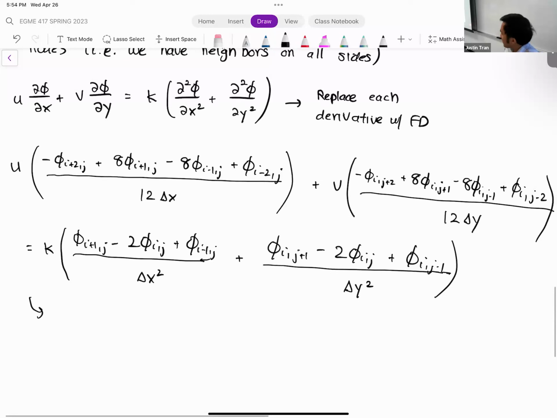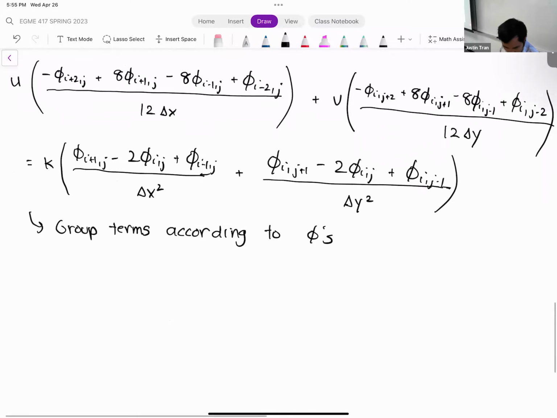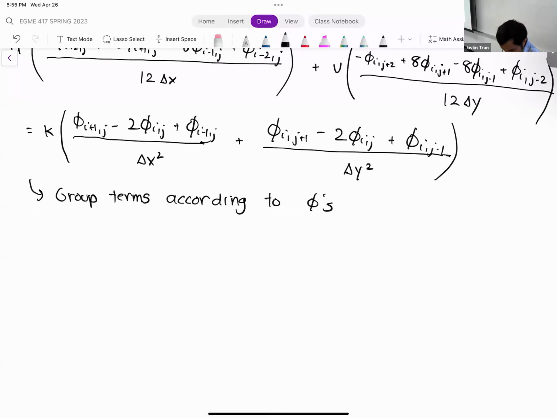So now the rest is just algebra and simplifying. Okay, and so let's go ahead and group the like terms. We're going to group the terms according to the phis. So we have a lot of phi terms here, and in fact, we have 9 of them, right? So there's a lot of coefficients here to sort, but we're just going to do it one at a time. Okay, so let's go ahead and start from the top.